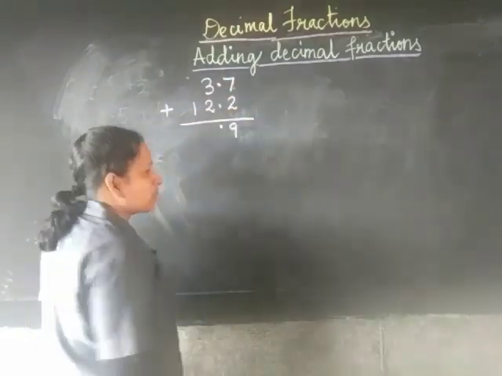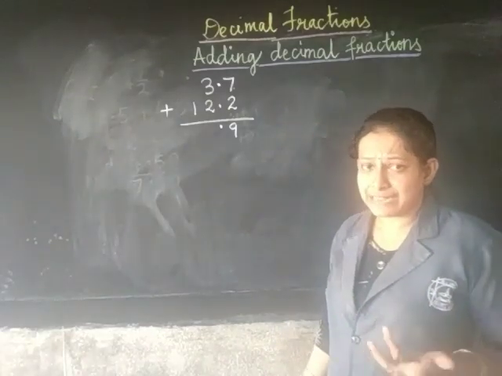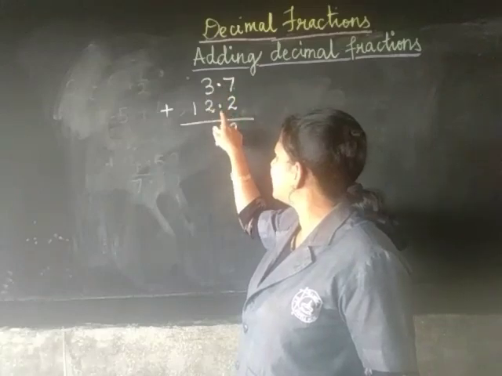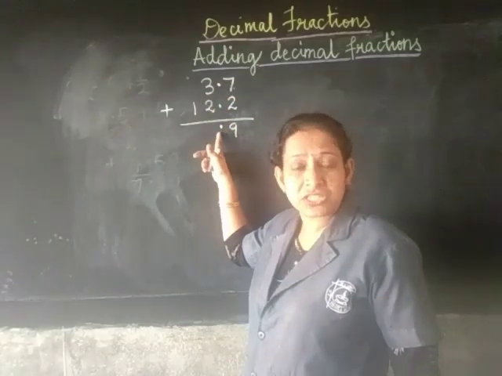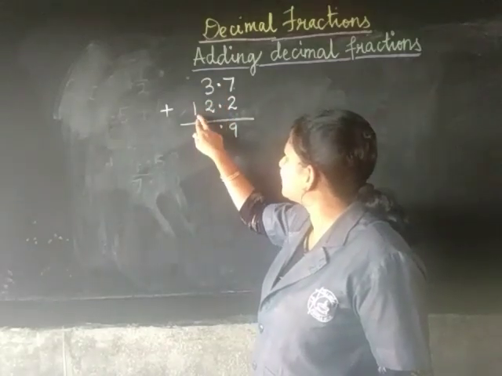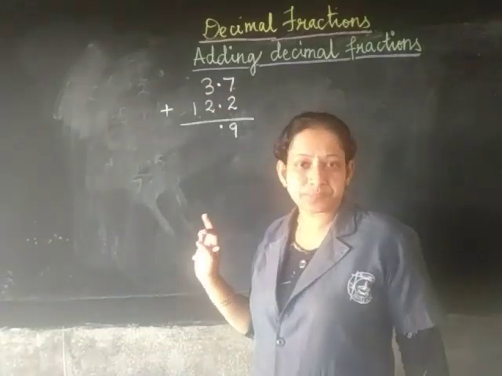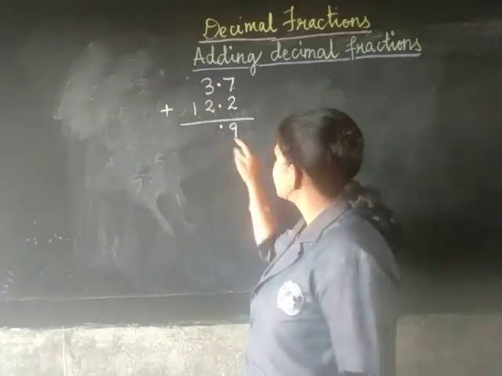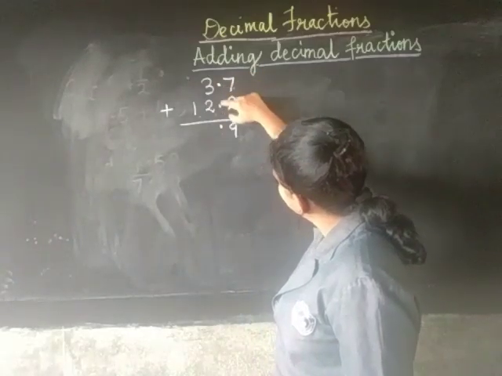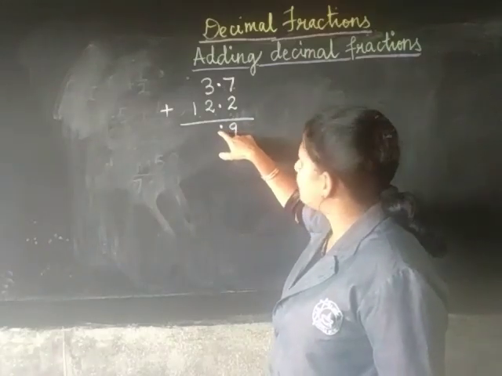Always remember students, whenever you are adding decimal fractions or even subtracting, you have to keep the decimal point below the decimal point only. You cannot shift the decimal point anywhere. Same place you have to write. You just have to adjust the numbers and accordingly write the digits. Is that clear? See how I have written the decimal points, one below the other. Same way you are supposed to write. You will never change the decimal point.